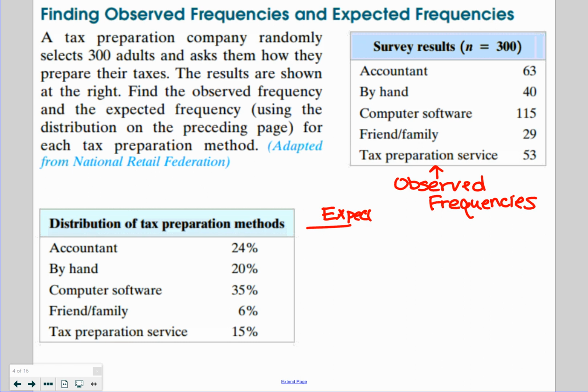Write it that way. And here, because we have percentages and they're all different, we're taking our percentage as a decimal and multiplying it by our n value, which here is 300. So 0.24 times 300.